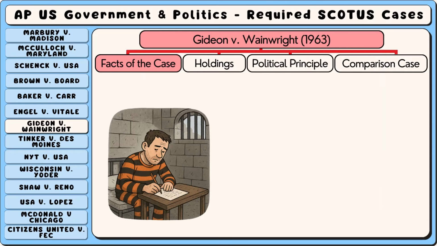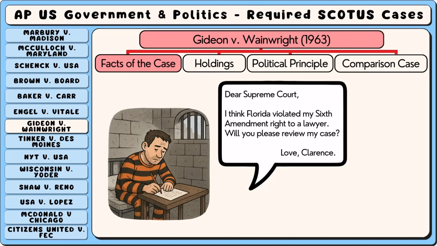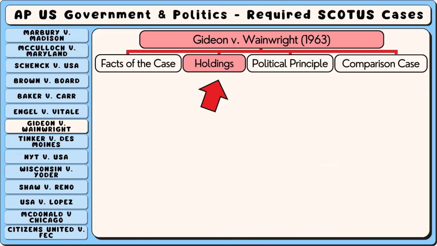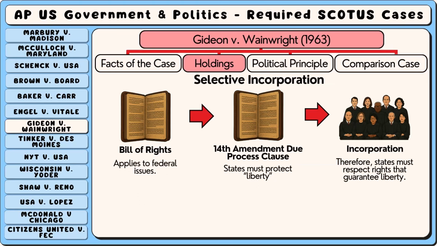While in prison, Gideon studied the Constitution in the prison library. He believed that the court had violated his Sixth Amendment right to have the assistance of counsel for his defense. He wrote a handwritten letter to the Supreme Court asking them to review his case. So let's look at the court's holdings. For this, we'll bring back up the incorporation process.